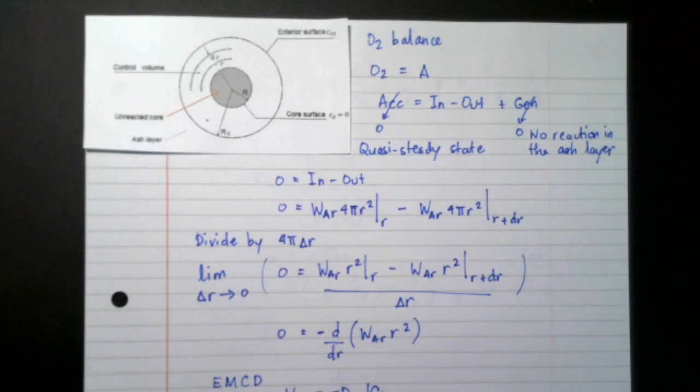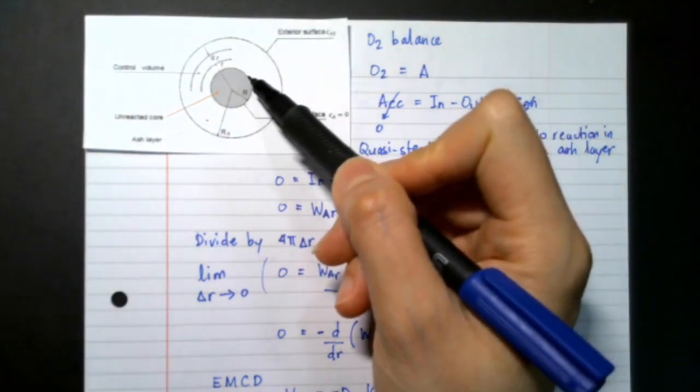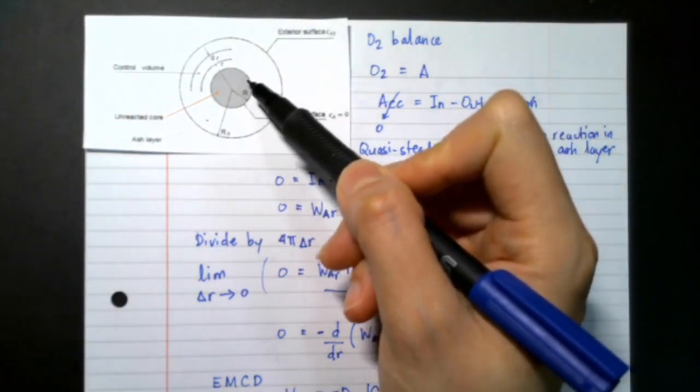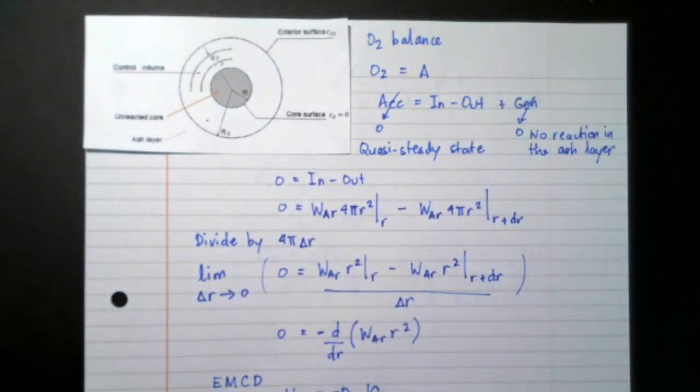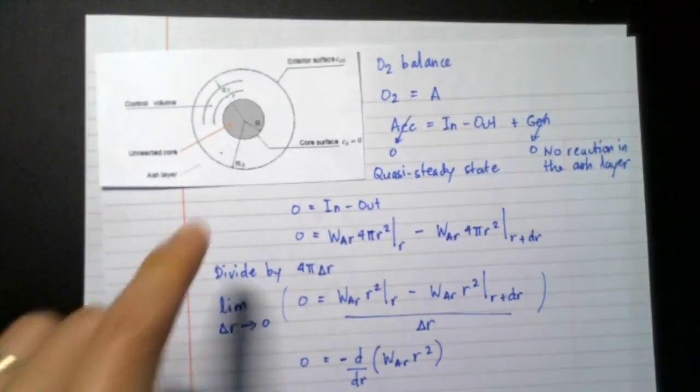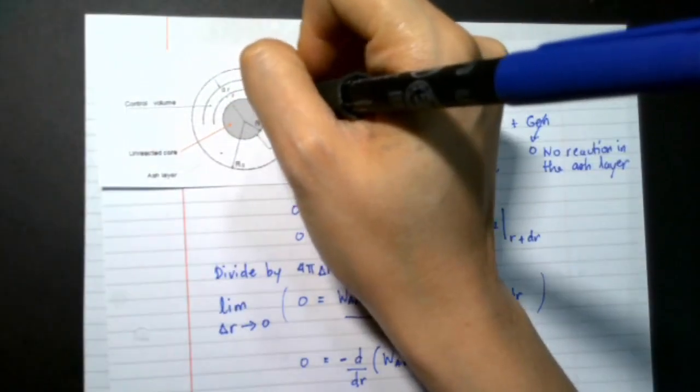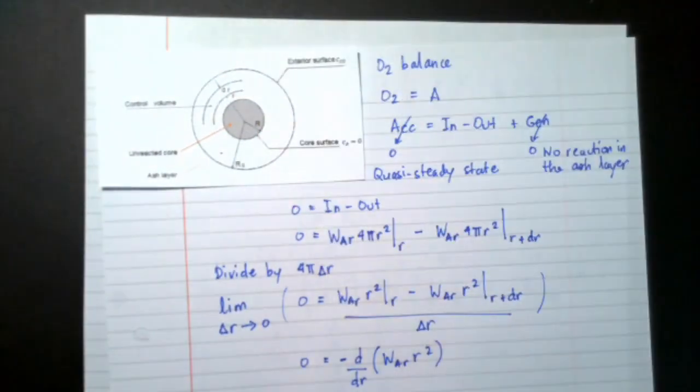So now we're going to look at the gas-carbon interface. So that is at small r equal to capital R. And we need to write the flux at the gas-carbon interface.